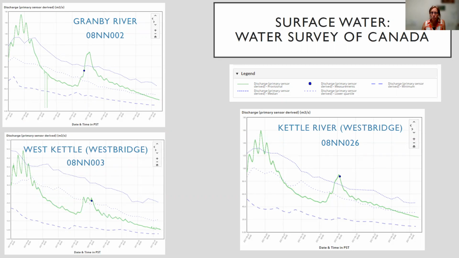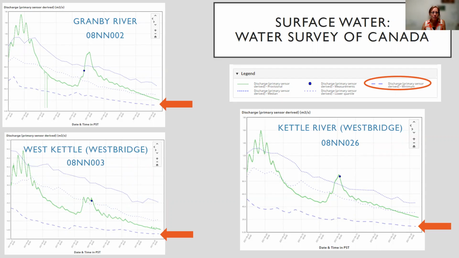So these are the surface water sources. The federal government, under Water Survey of Canada, manages a number of discharge stations throughout the boundary region. These are just 3 of them. So we're looking at about 2-3 weeks ahead of schedule in terms of where our water levels are right now. We should be seeing this mid-July, closer to the end of July.